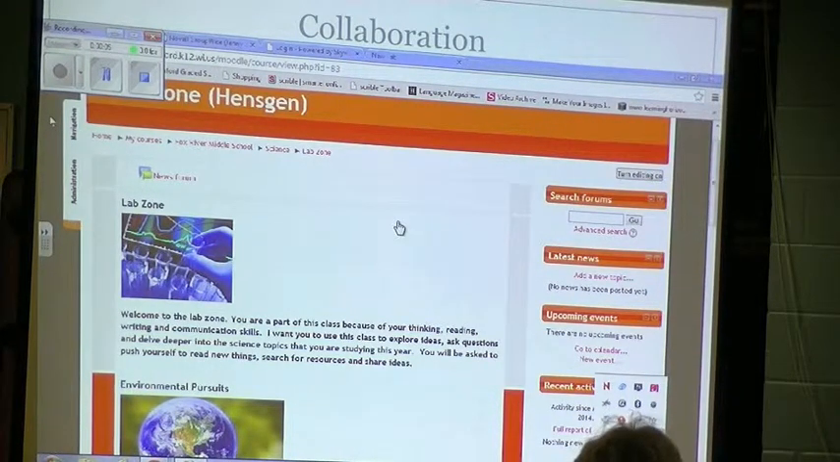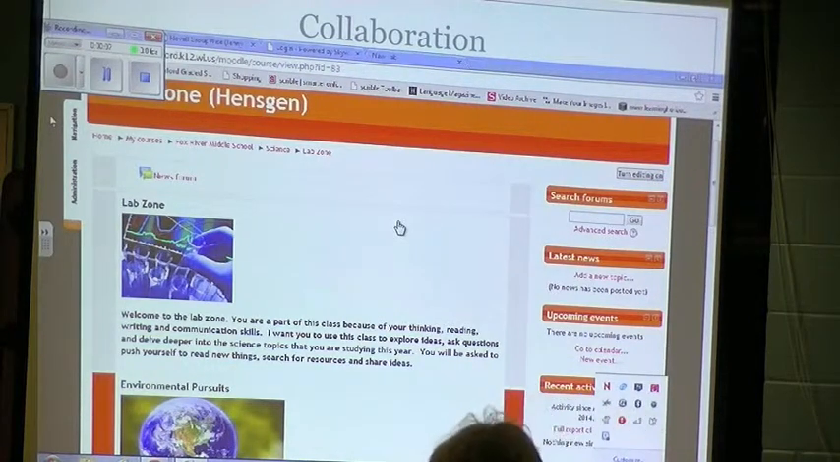In addition to my life science Moodle, I created a new Moodle this year called the Lab Zone. Lab Zone was designed to personalize learning for students of higher ability by providing them with a more challenging informational text, vocabulary, lab simulations, and a place for them to share ideas about our life science curriculum.